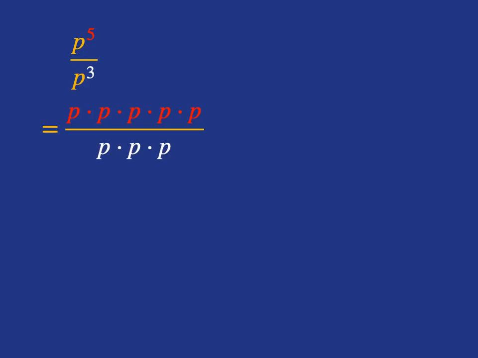We can then go ahead and cancel 3 of the p's on the top with the 3 p's on the bottom. And we can see then that what we're left with are 2 p's multiplied together, which is p squared. Now notice the way we could have figured out that it was p squared is by saying we had 5 p's on the top, and 3 of those were cancelled with the 3 p's on the bottom. So we got to the 2 by saying there were 5 p's on the top, but 3 of them got cancelled with the 3 p's on the bottom. And that's what gave us the p squared.